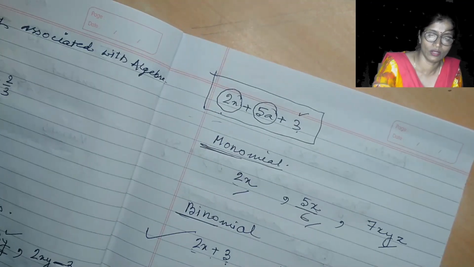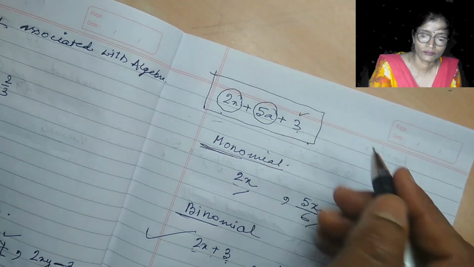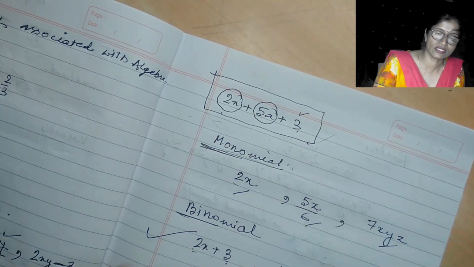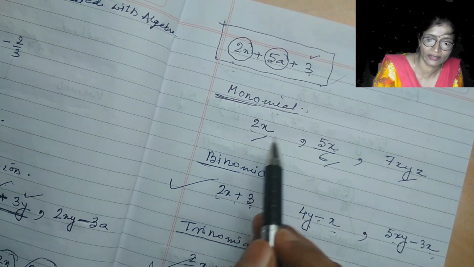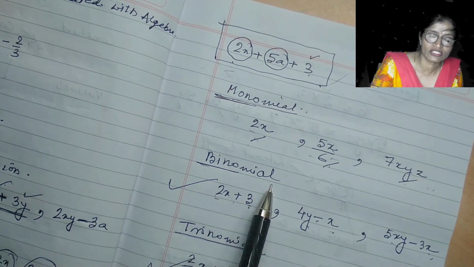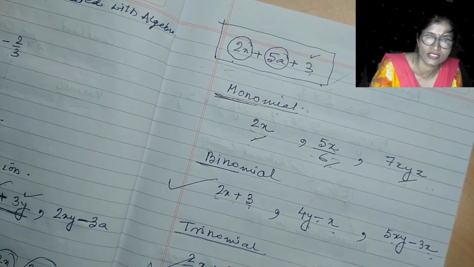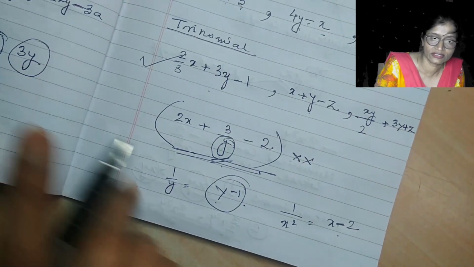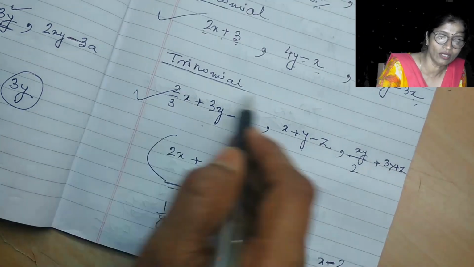If this expression consists of only one term, then it is known as a monomial, like this, and these are monomials. These are three monomials. Binomial, which consists of two terms. So these are three different binomials. Trinomials, which consist of three terms. Okay. That is the trinomial. Now next one is that these are all polynomials.